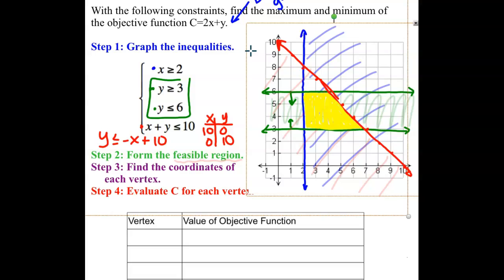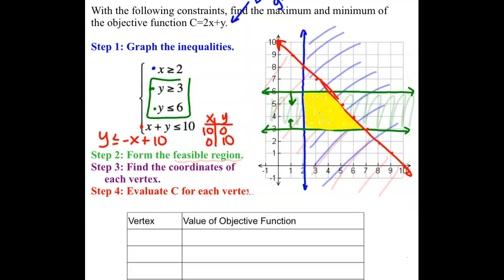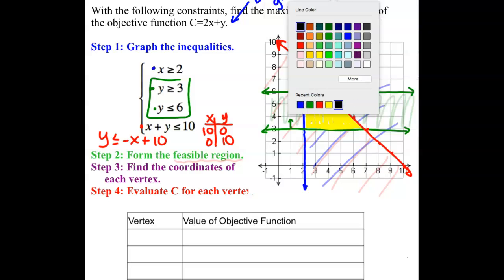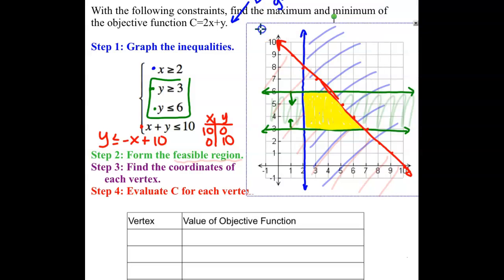All right, let's get a line in here. My board's being a little funky. All right.